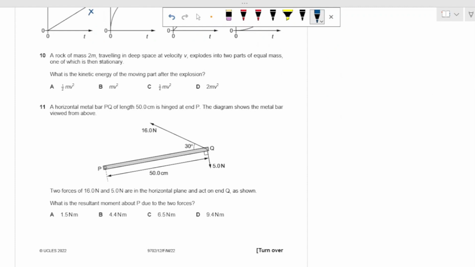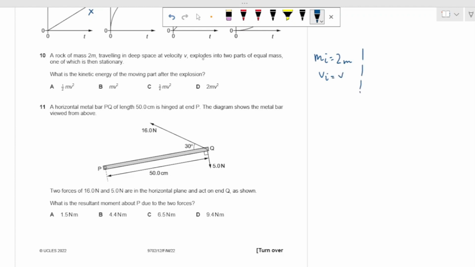Question 10. A rock of mass 2m is traveling in deep space at velocity v, explodes into two parts of equal mass, one of which is then stationary. What is the kinetic energy of the moving part after the explosion? Alright, so we are not given all of the information, the first thing we have to notice. But we can work with momentum. What we have been given, let's work with the initial mass. Let us just say mass initial was 2m, and its initial velocity vi was v.